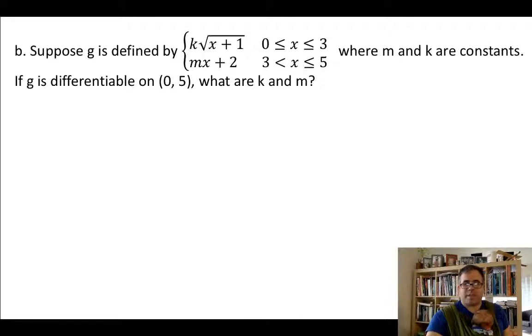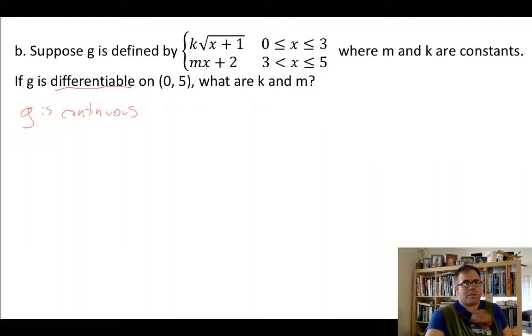we have another function defined by this, with k's and m's and all sorts of stuff, right? Where it's given that k and m are constants. So it tells us that g is differentiable on the interval from 0 to 5 and asks what k and m are. So this seems like it's not enough information until you realize that to be differentiable, you also have to be continuous. So because it's differentiable, we know that g is continuous.